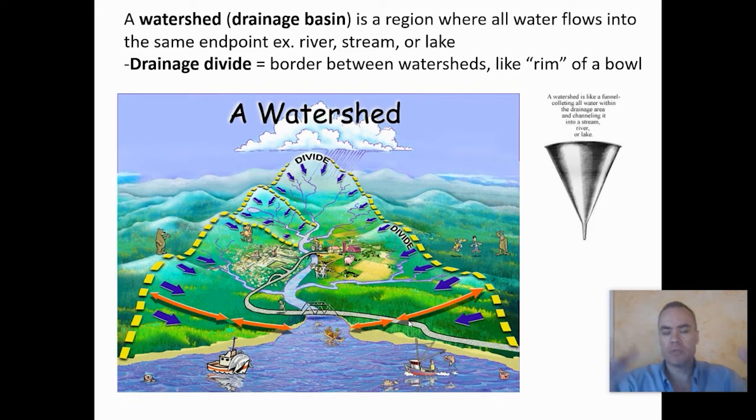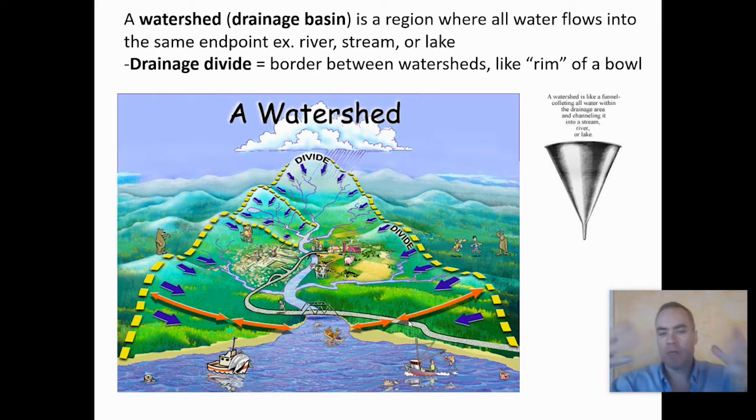So if you think of a watershed like a bowl or a funnel, like the picture of a funnel on the right, then all the water in that bowl, no matter where you pour it in, is going to slide downwards and come out into the same endpoint. And so the divide around the outside, the boundary, like the yellow dotted line in the picture, you could think of as the rim of the bowl, the rim of the funnel.